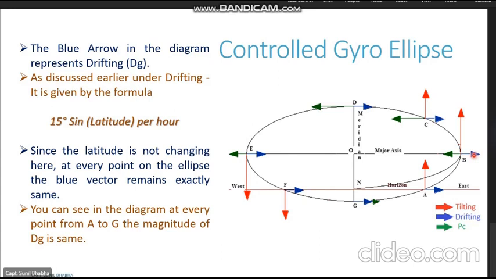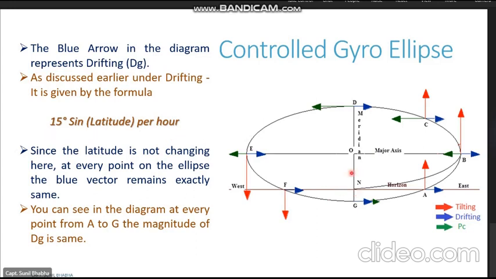Same magnitude, same direction. You go to point C, the drifting arrow is exactly in the same direction and the same magnitude. You go to point Delta, drifting arrow same. Echo, Foxtrot, Golf. At all the points on our ellipse, whether the spin axis is east of the meridian or the spin axis is west of the meridian, whether the spin axis is above the horizon or below the horizon, the value of the drifting vector, magnitude as well as direction, does not change, and it fully matches with the formula.